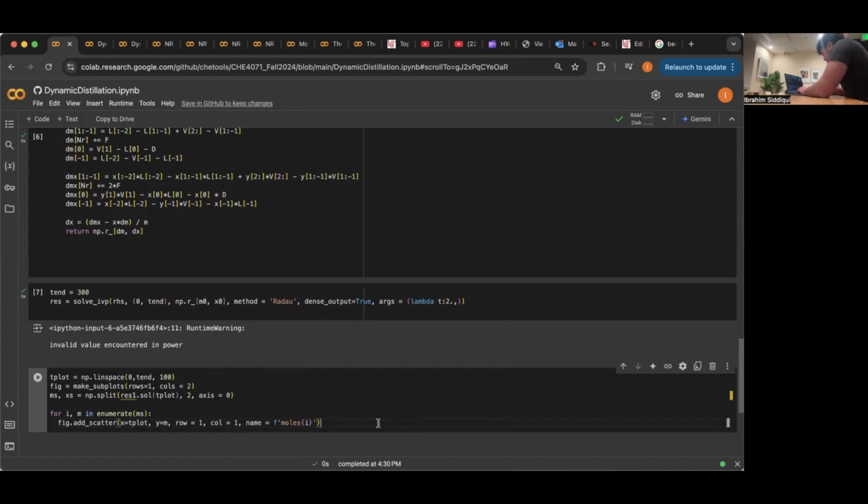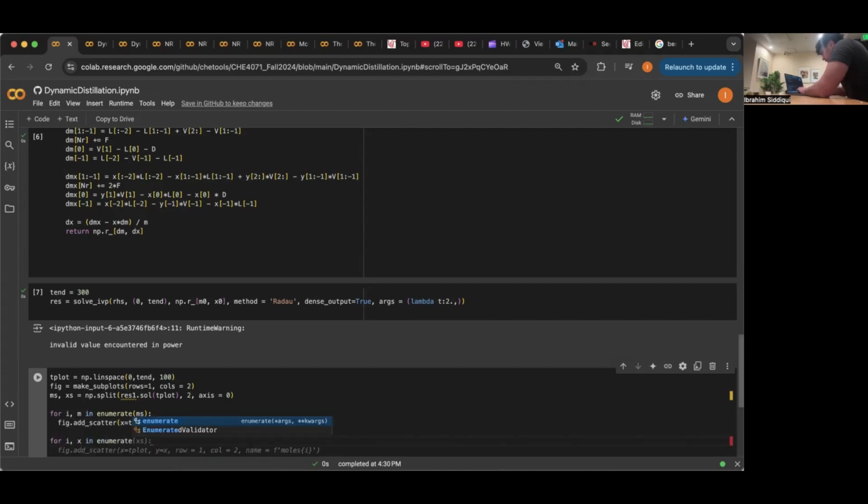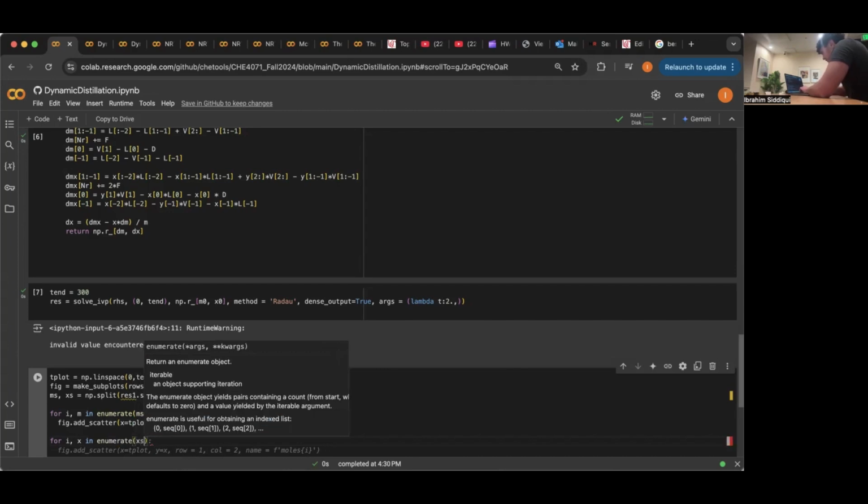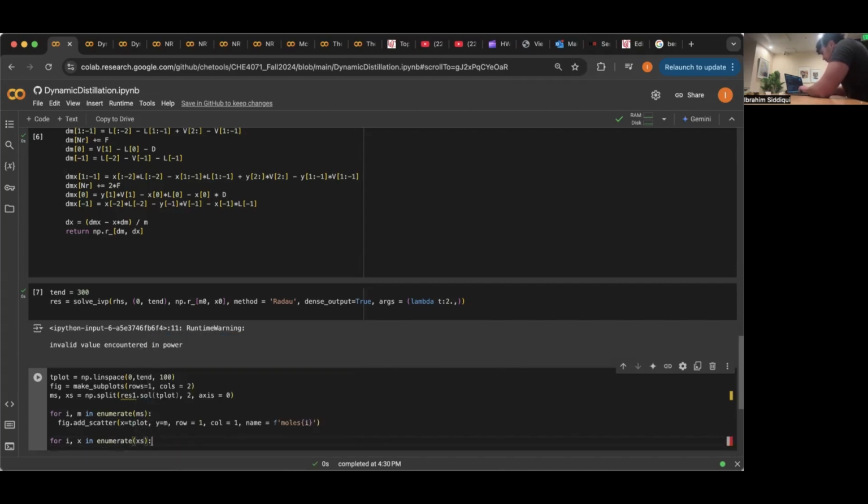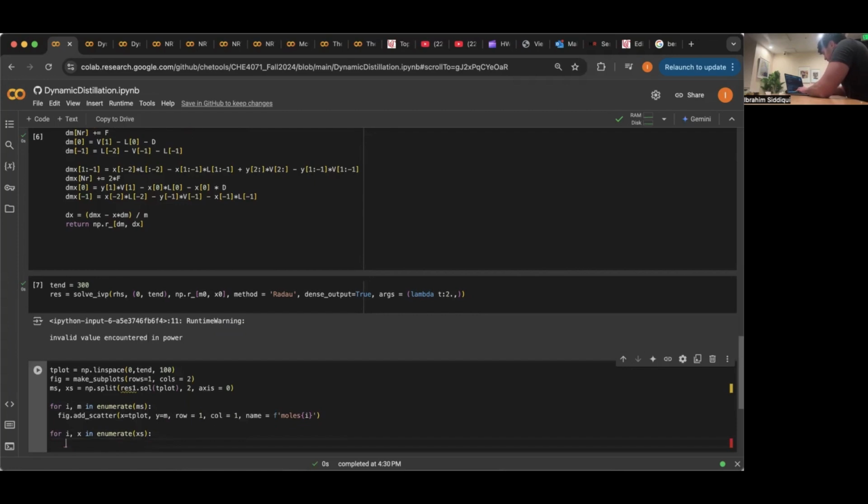All right, so let's go ahead and add another for loop here. So we're going to say for i, x in enumerate, and then we can do our x's in this case. So essentially the same thing. Let's move this here so we have it. So fig, there you go.